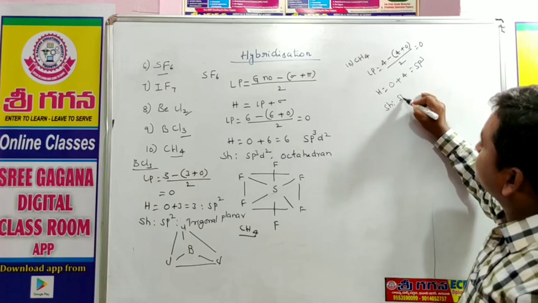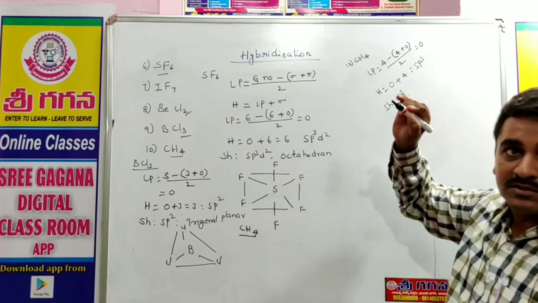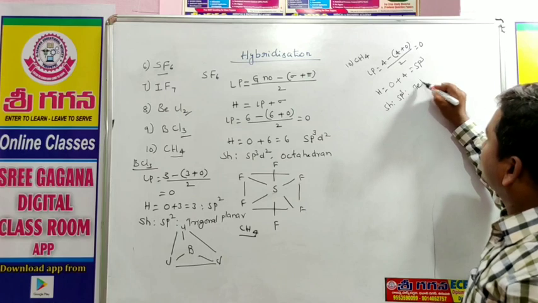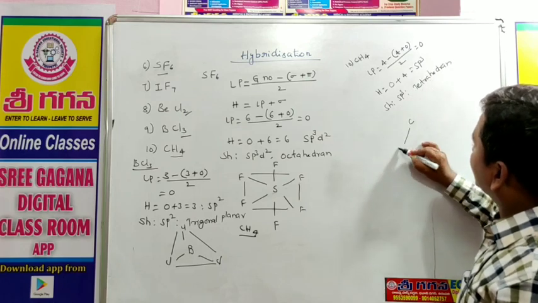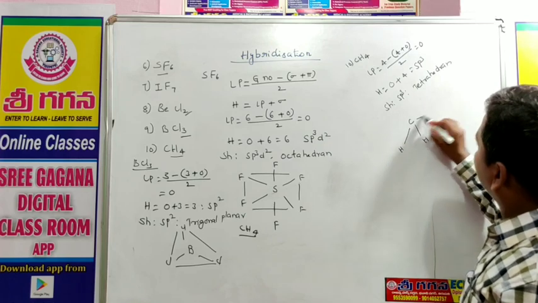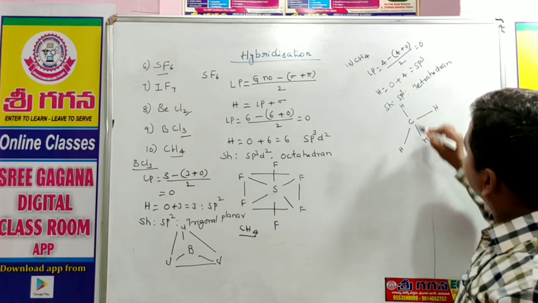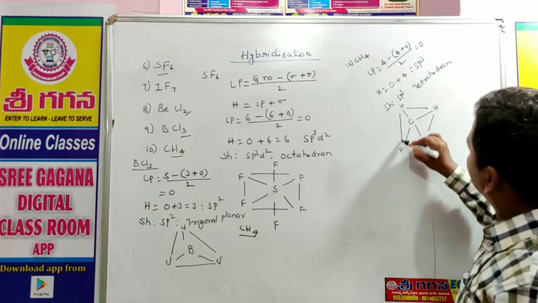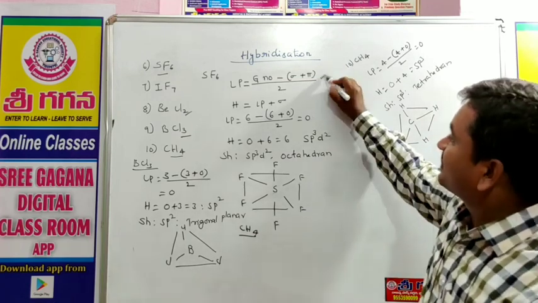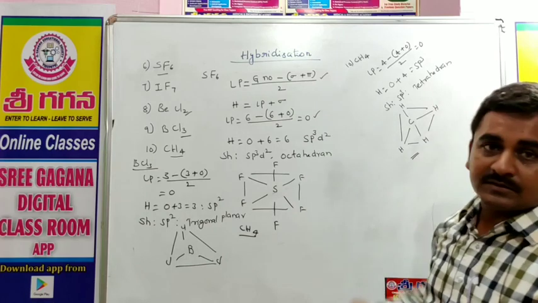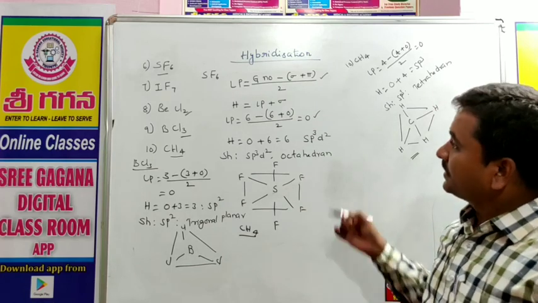And the shape for sp3 hybridization with 0 lone pairs of electrons will be tetrahedral. How will this tetrahedral structure be? This is the tetrahedral structure. So, using this formula, we can find the hybridization and shape in a very easy manner.